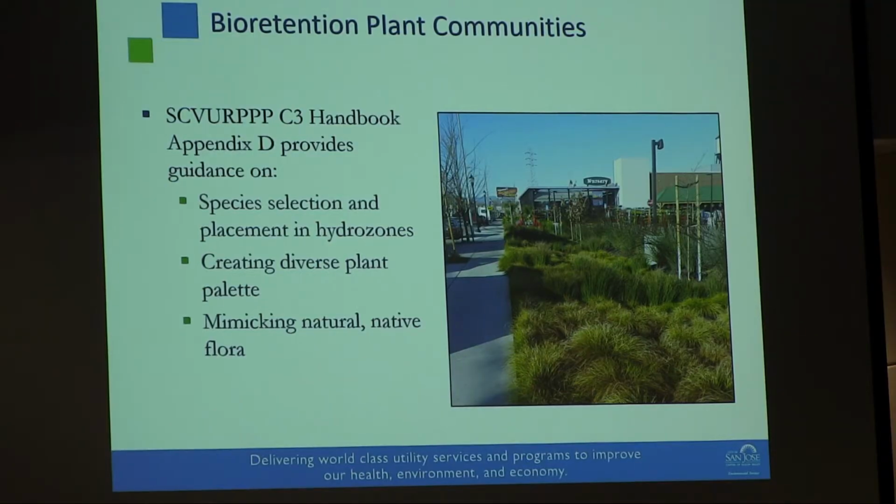Now I'm going to highlight the plant communities in bioretention areas. Again, the approved plant list or the recommended plants are in the SCVWD C3 handbook, Appendix D. If there's a plant species that a site wants to plant that's not on that list, if it's approved by a landscape architect and meets the main requirements of the Appendix D plant list, they're typically okay for installation. The plants need to be drought tolerant. They should be able to handle periodic inundation. They're perennial and they can't be invasive species.